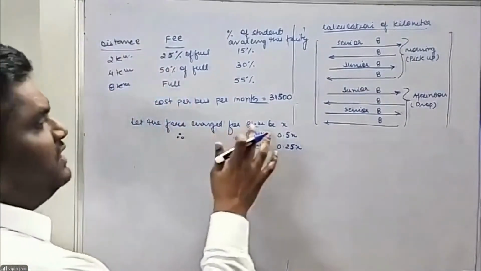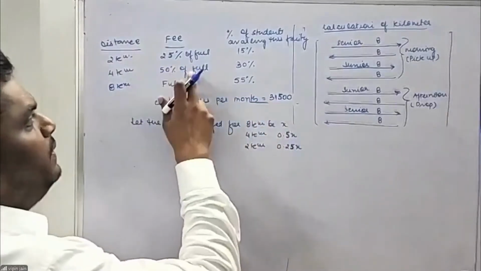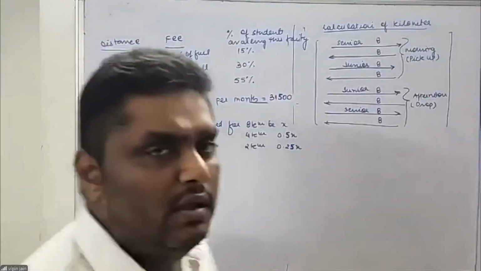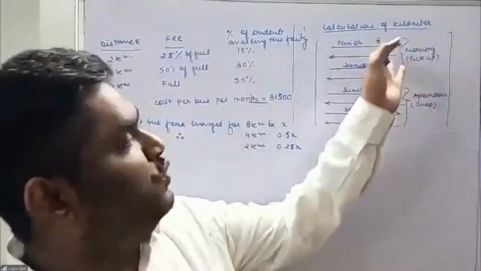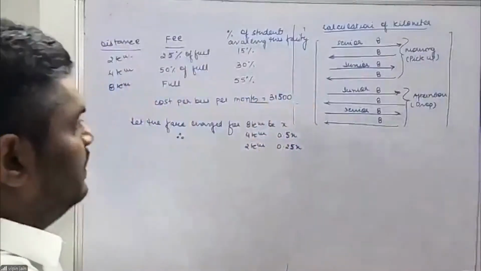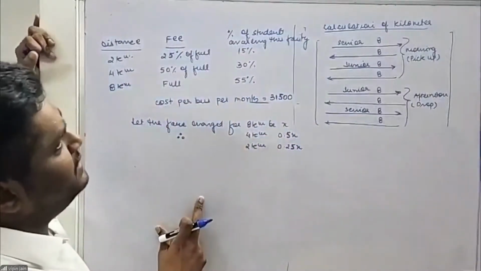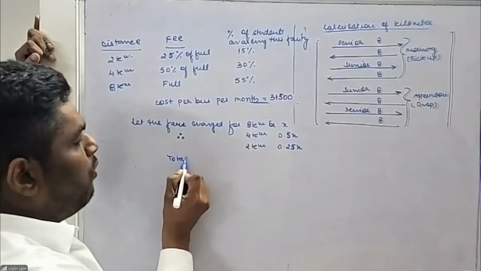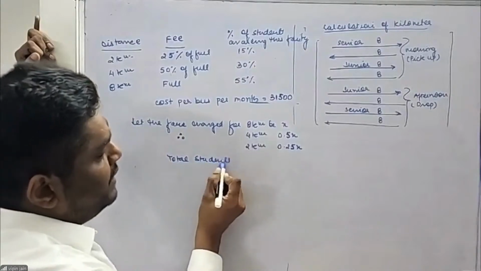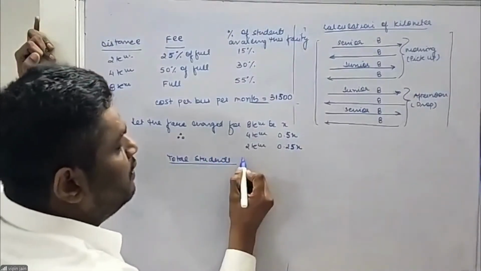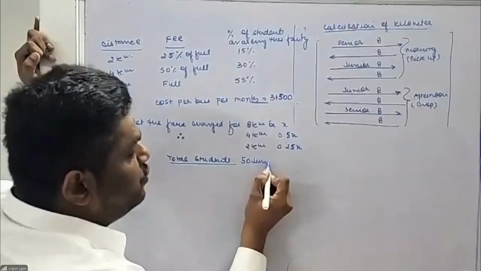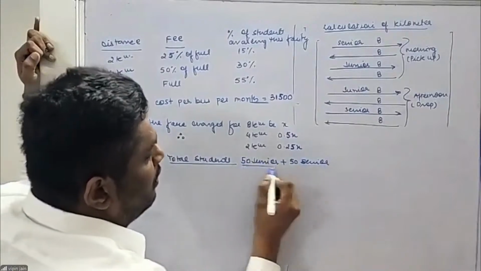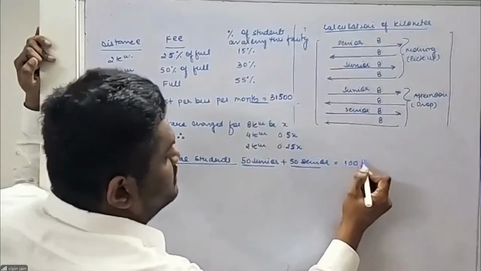So let the fare charge for 8 kilometer be X, for 4 kilometer it will be 0.5x, and for 2 kilometer it will be 0.25x. Now in a bus, total 100 students are traveling, 50 junior, 50 senior. Of these students, 15% are traveling up to how much? Total students are how many? 50 junior plus 50 senior. So total 100 students.